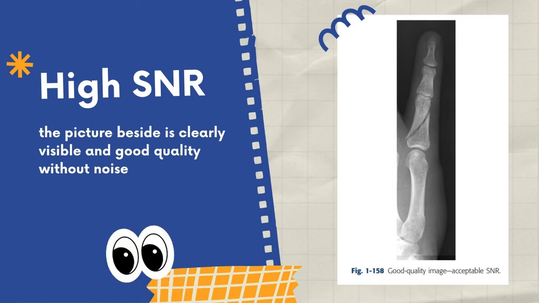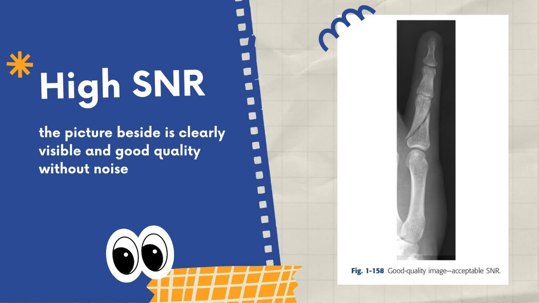What is the meaning of high SNR? High SNR is shown in the image above as an example of using a high SNR, clearly visible without noise due to the use of adequate exposure factor, which is certainly not excessive, so as not to overexpose the patient.